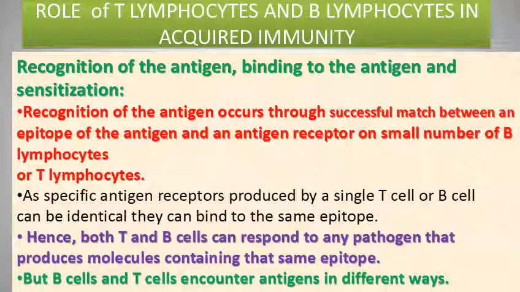So in this slide, you remember the recognition of the antigen, binding of the antigen, and sensitization. Okay, so the recognition occurs through the match between the epitope and the antigen receptor on a small number of B lymphocytes and T lymphocytes. Now this is the main thing in this slide, that the B cells and the T cells encounter the antigen in different ways, although they can bind to the same epitope. Okay.